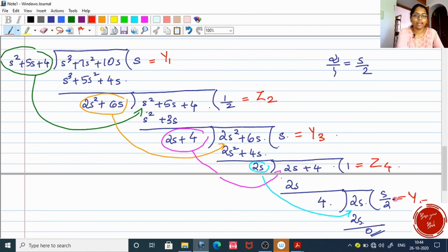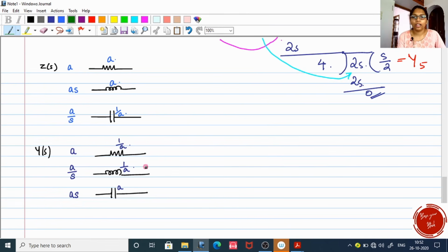So thus we have these many quotients. Actually these quotients become the elements for our diagram, elements for our circuit. So for that you need to study one table. I will write it now. See, this is the table you need to learn by heart. That is, according to our quotients, if our quotient is a y term or a z term, you have to take the element correspondingly. I will tell you how it's done.